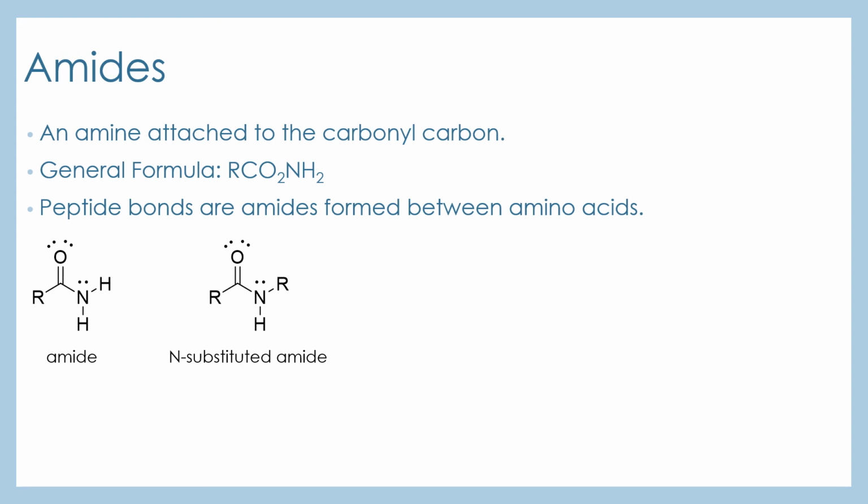So for example, we can have another substitution on the nitrogen. That would be called an N-substituted amide. You can have two substitutions on the amide nitrogen, and it would be called an N,N-disubstituted amide.